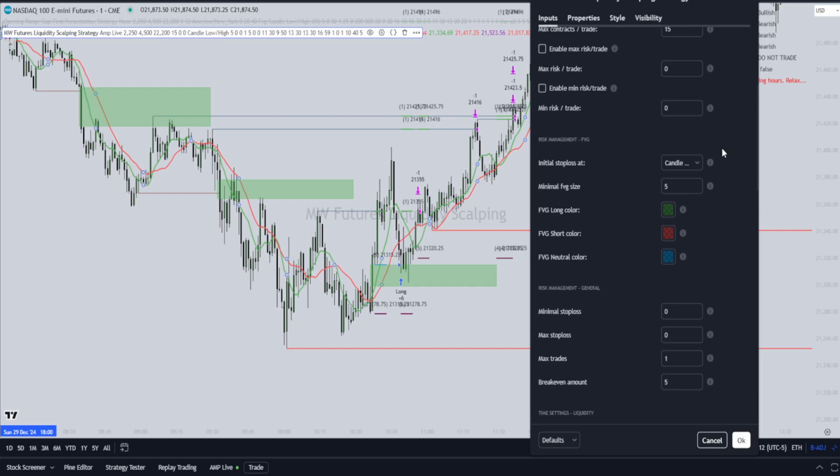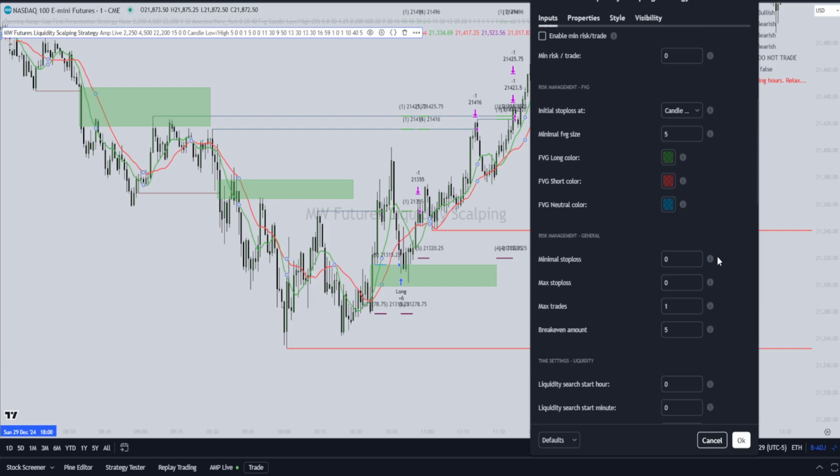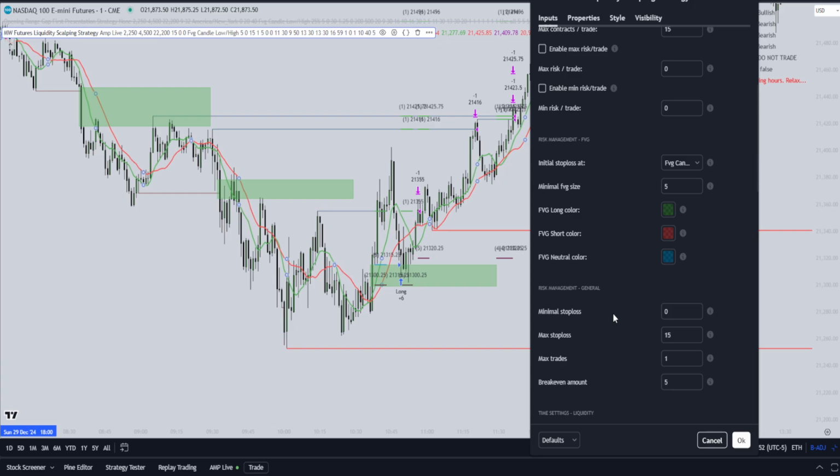So hopefully this section on risk management for fair value gap creation, initial stop loss placement, and when a fair value gap is valid to trade from, due to its size, is explained properly for you. Now let's go to the general risk management. Let me reset this again. On default, these are the settings: minimum stop loss of 0, max stop loss of 15 handles, max trades is 1, break-even amount is 5. Let's go over these one by one.